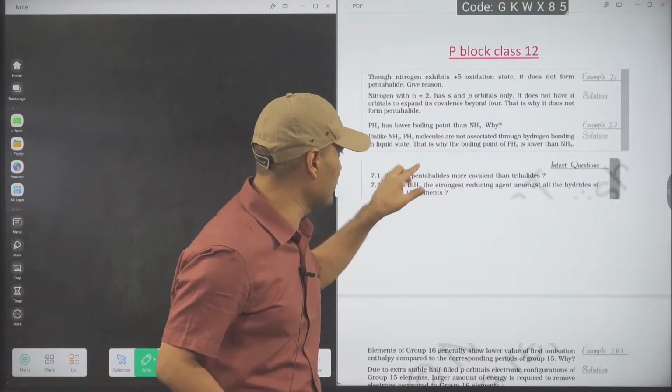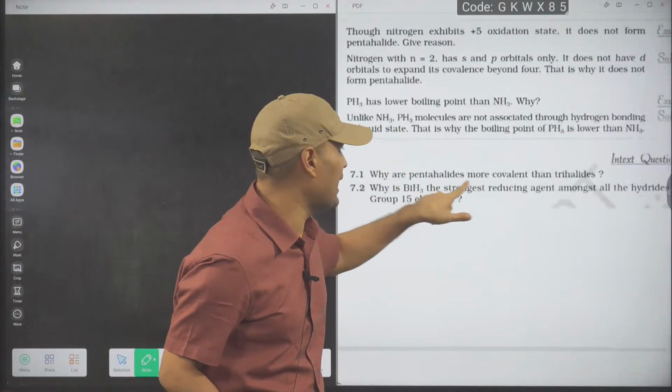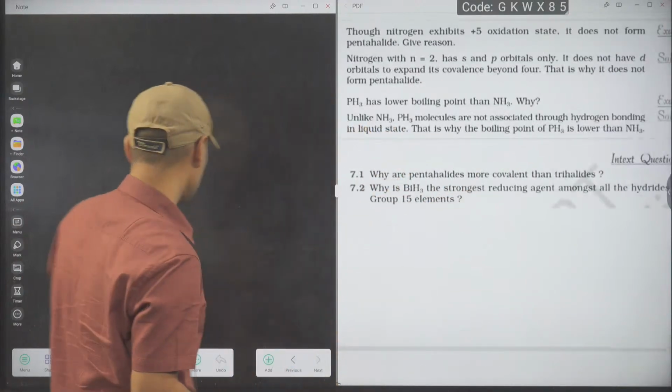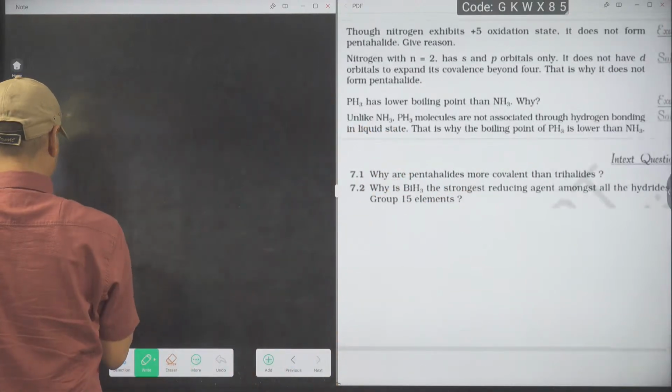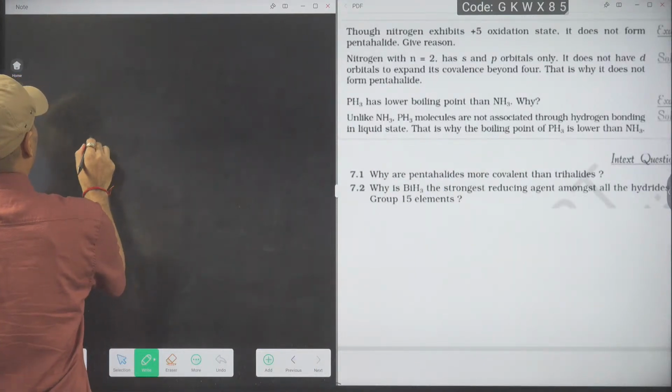Can you see this question? Why are pentahalides more covalent? Suppose I am writing nitrogen, phosphorus.